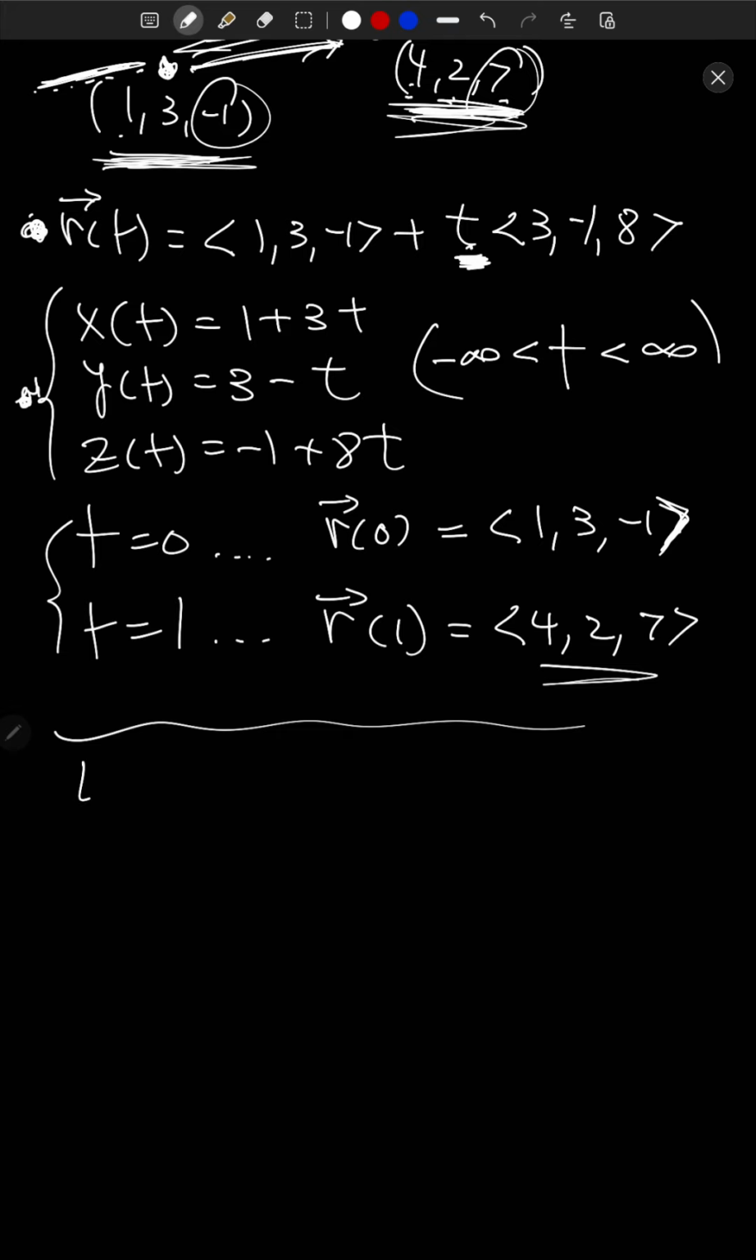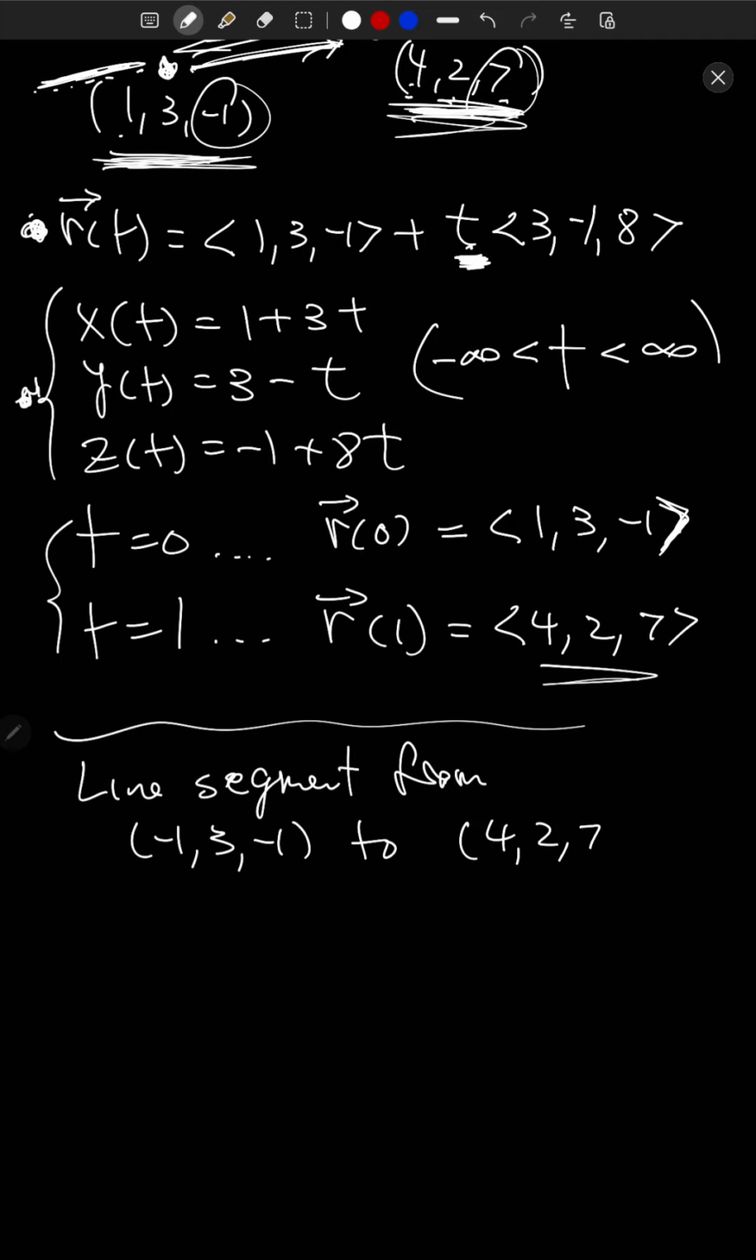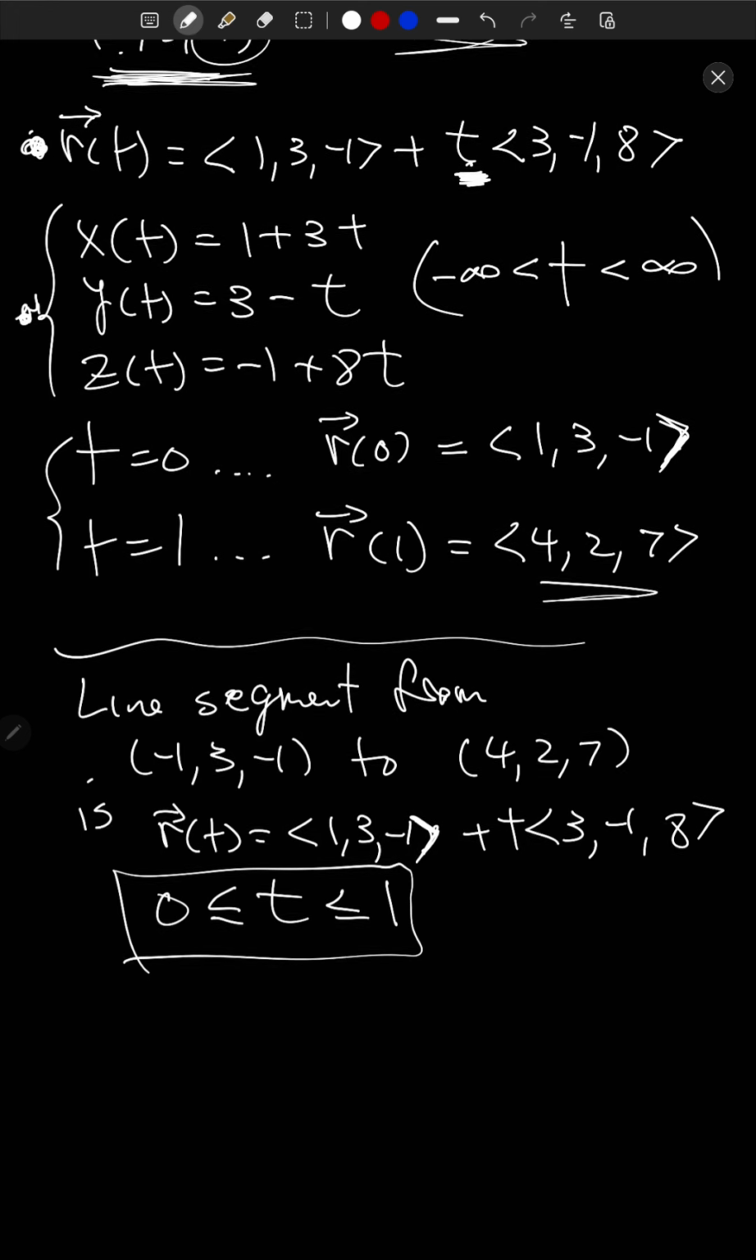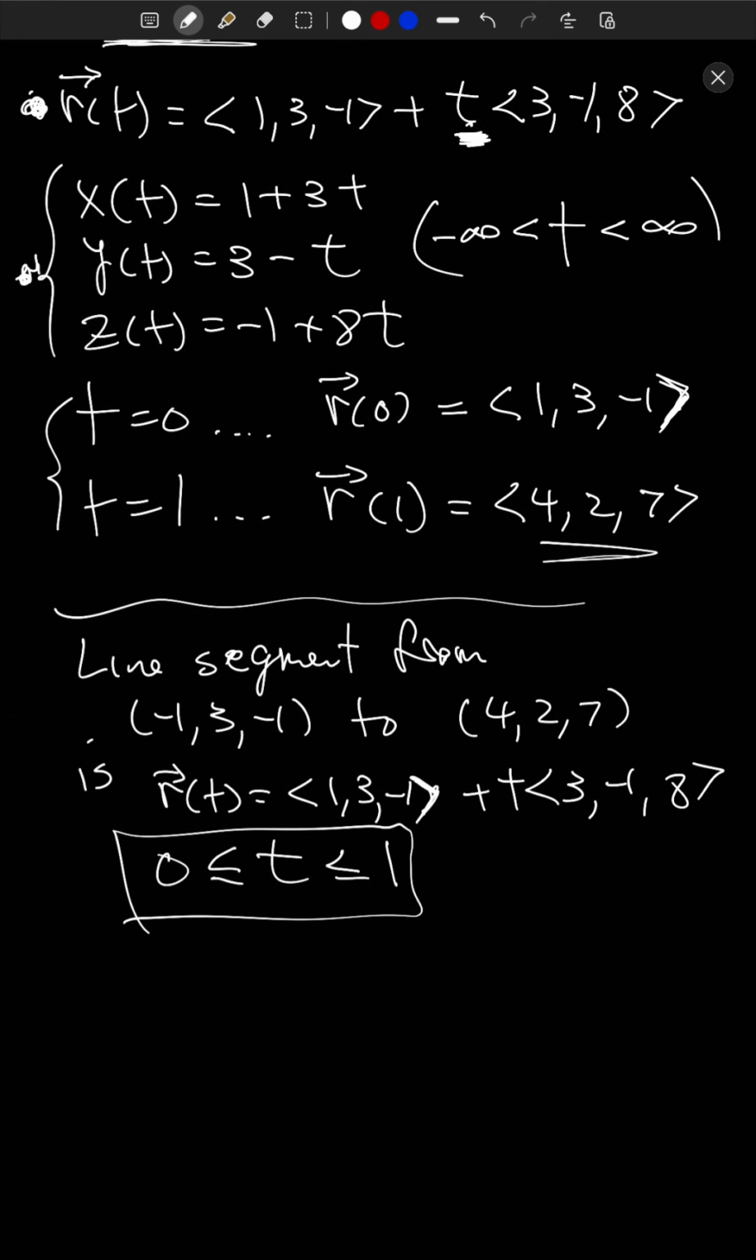All right, so let me actually write this down. Line segment from 1, 3, minus 1 to 4, 2, 7 is the same r of t, 1, 3, minus 1 plus t times 3, minus 1, 8. But now we're only interested in t between 0 and 1. And this is very useful for us. We're frequently going to be interested in only part of a line or part of a curve, and so we always want to be aware of which t's we actually are interested in for whatever particular problem we're working.